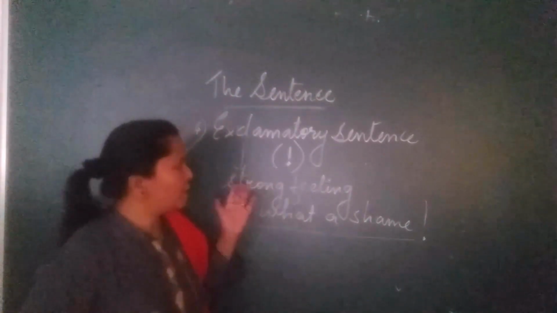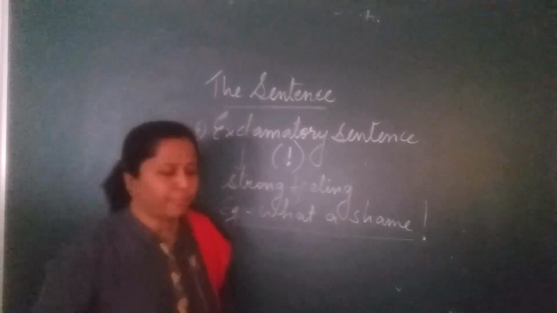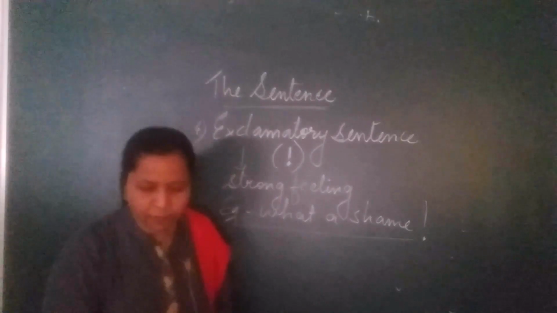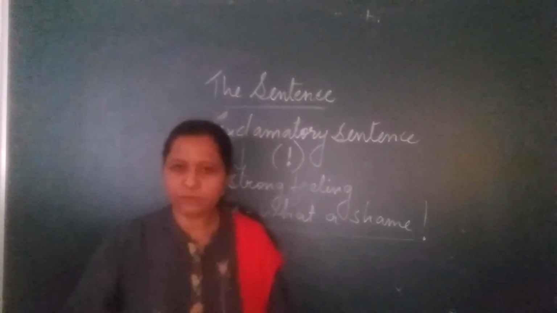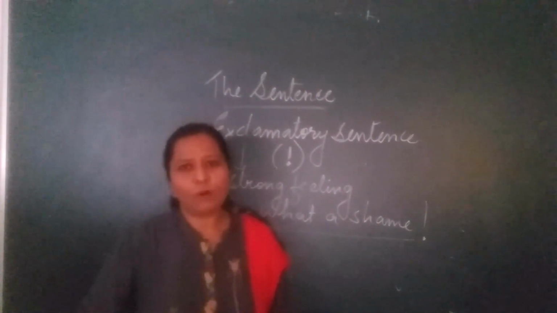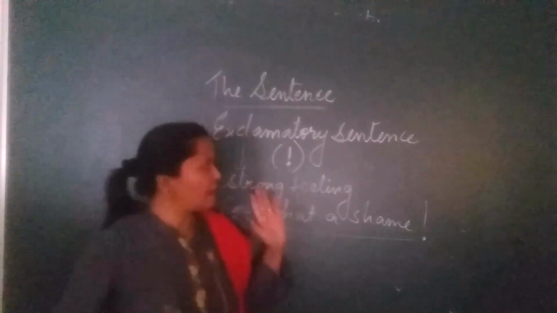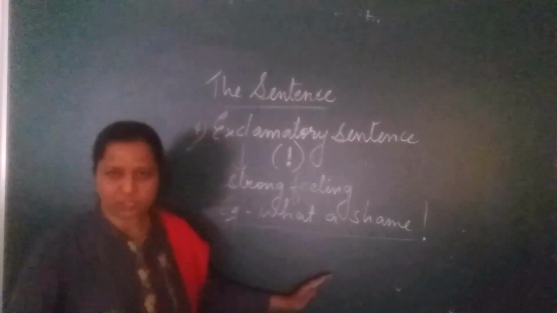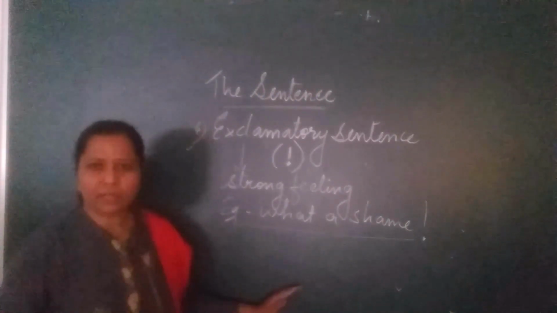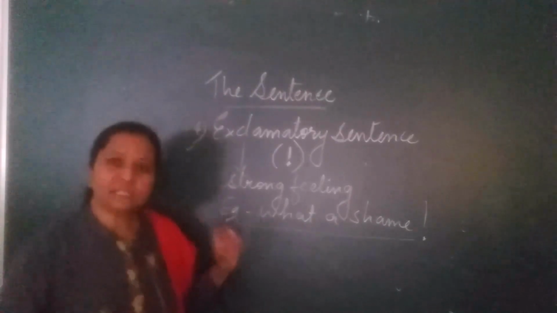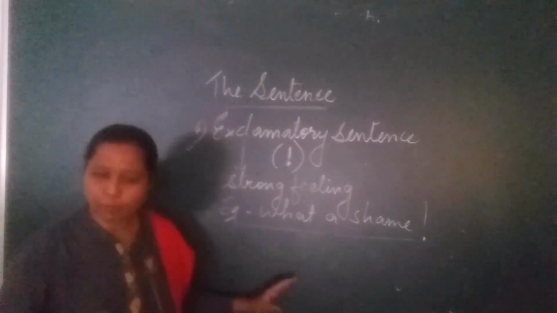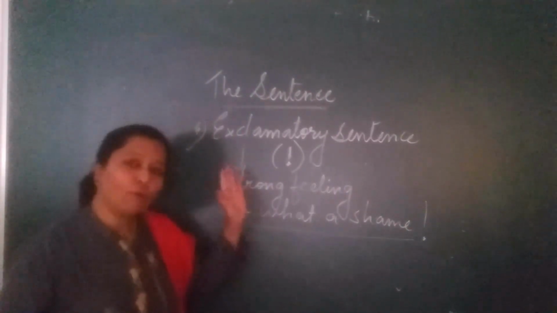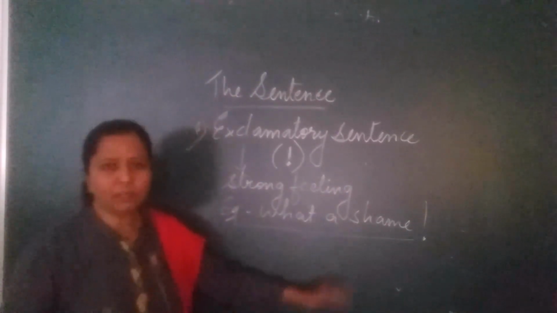So students, we have learned four kinds of sentences. The first one was the assertive or declarative sentence. The second one is the interrogative sentence. The third one is the imperative sentence, and the last one is the exclamatory sentence. All these four kinds of sentences which we have learned today have a complete sense and a complete meaning, and therefore they get divided into the four kinds which we have learned today.